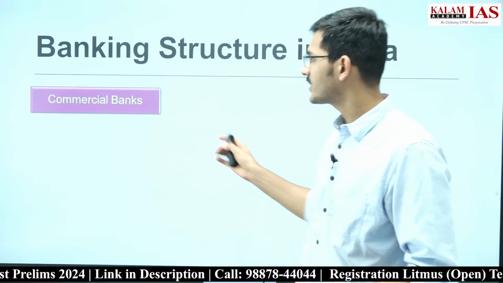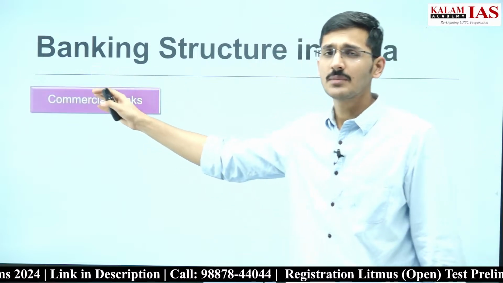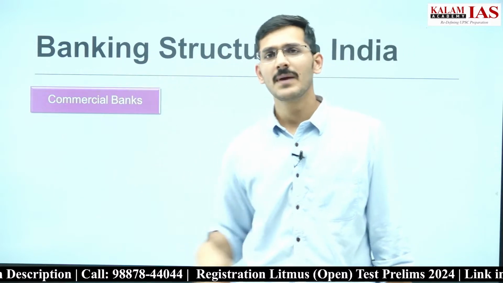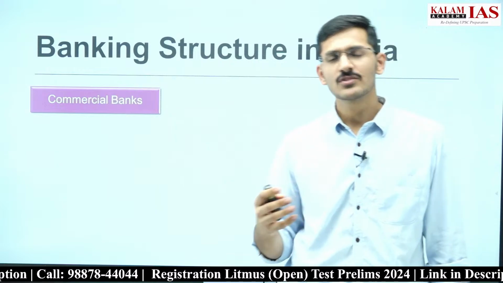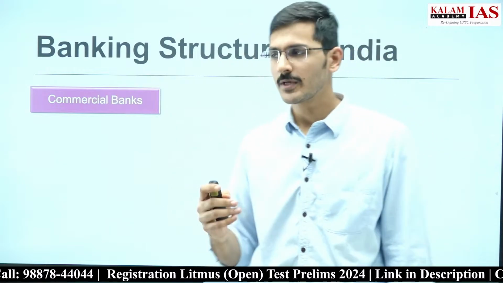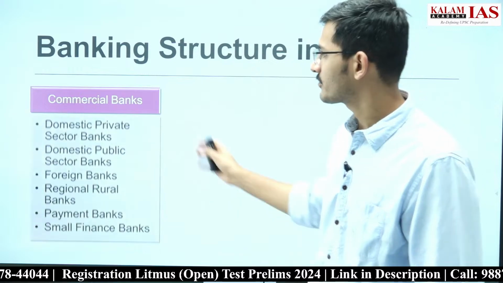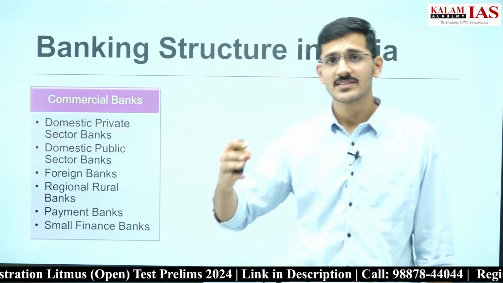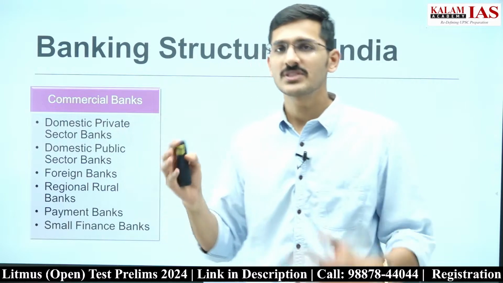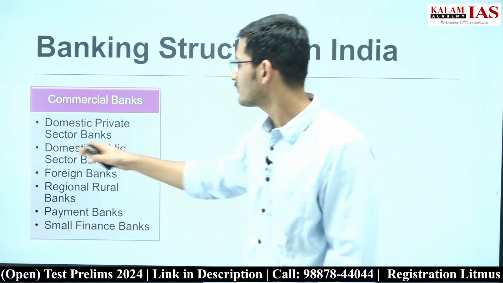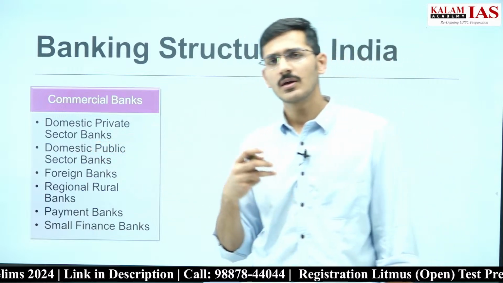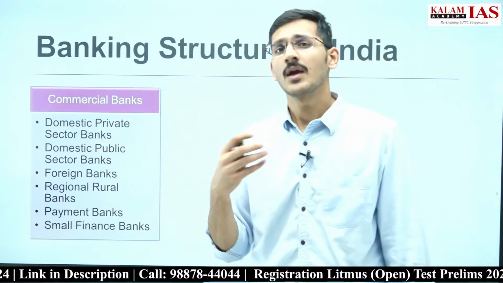Now in the banking structure, first, there are several types of banks. The first is commercial banks. Commercial banks are basically banks that exist for the purpose of commercial benefits. There are 6 types of commercial banks. First is domestic sector private banks, for example, ICICI Bank and HDFC Bank. Then we have domestic sector public banks, for example, State Bank of India or Punjab National Bank. These are also commercial banks.